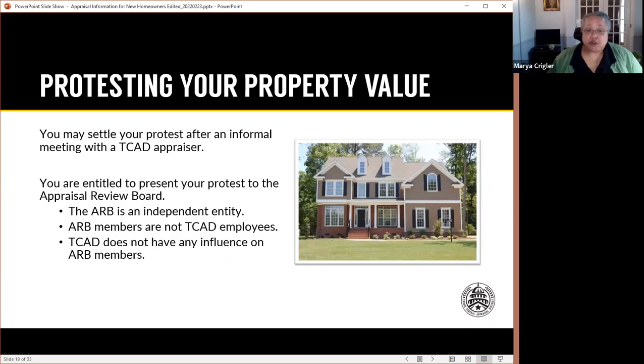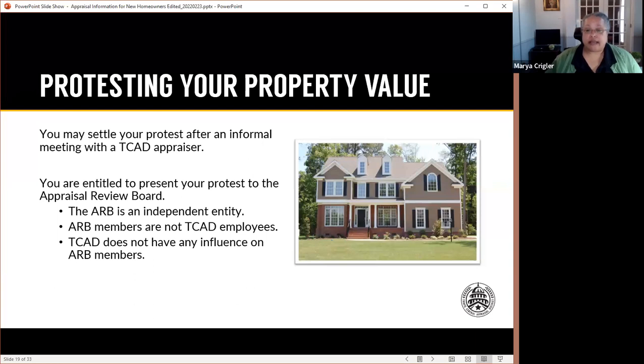If you protest, you can settle your protest after an informal meeting with an appraiser at the appraisal district. Or if you don't come to an agreement with an appraiser at your informal, you're entitled to present your protest to the Appraisal Review Board. Now, the Appraisal Review Board is an independent body. They are appointed by the local administrative judge. They are not TCAD employees, and we do not have any influence or authority over the ARB members and the decisions that they make. Their purpose is to hear the evidence presented by both the taxpayer and the appraisal district and make a determination of what the market value should be.